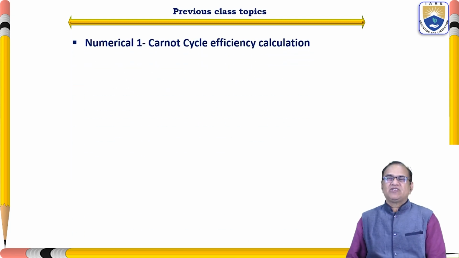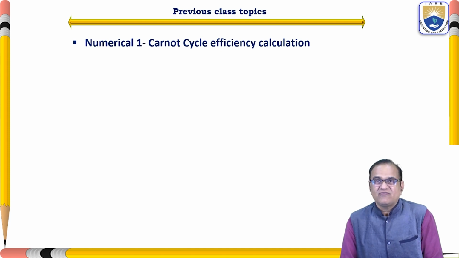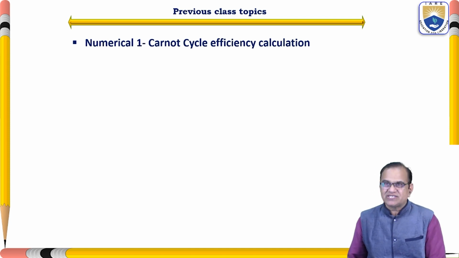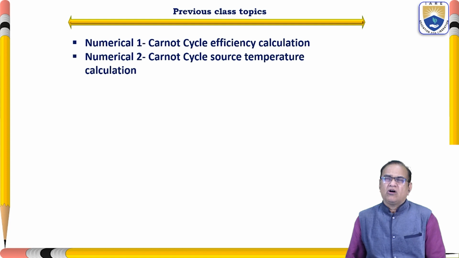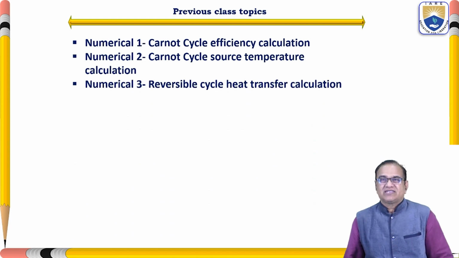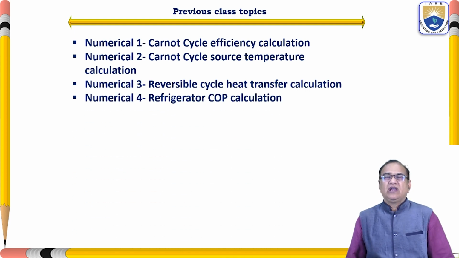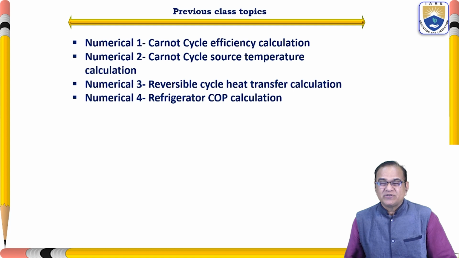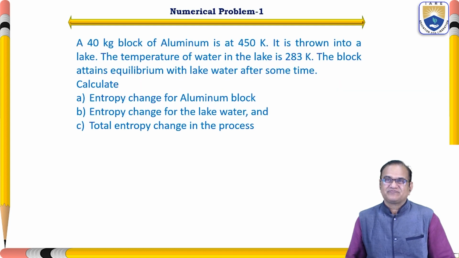In the previous class, we discussed numerical 1 for the Carnot cycle efficiency calculation, numerical 2, Carnot cycle source temperature calculation, numerical 3, reversible cycle heat transfer calculation, and numerical 4, refrigerator coefficient of performance calculation. We have done it in my just previous class.